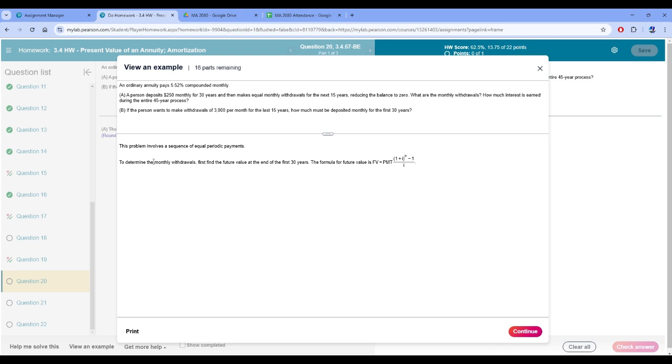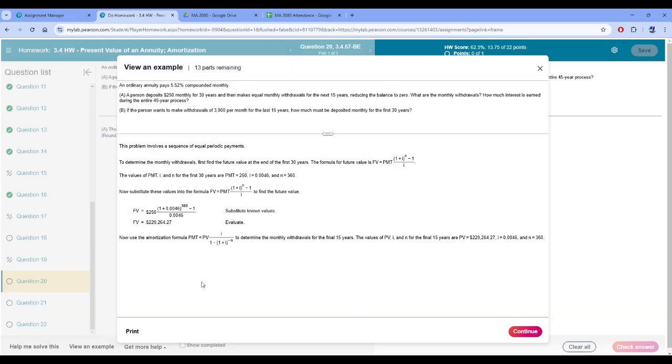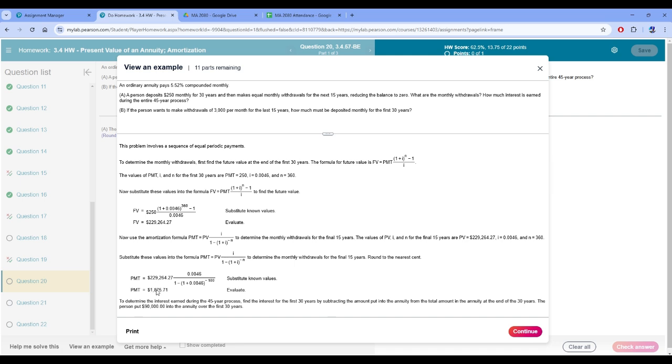All right. So determine the monthly withdrawals. First, find the future value at the end of the 30 years. We plug in all that information, substitute it in, and that tells us the future value. Now use the amortization formula to determine the monthly withdrawals for the next 15 years. Principal value, interest, and all that. Boom. Working backwards, you can figure out that he takes out $1,000 there.